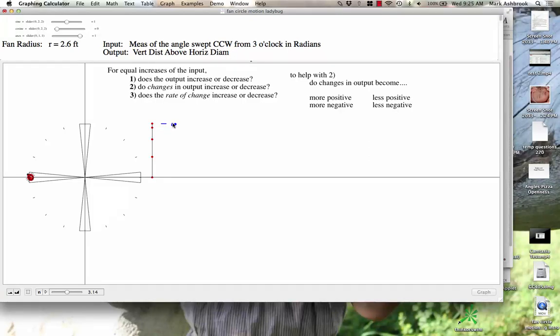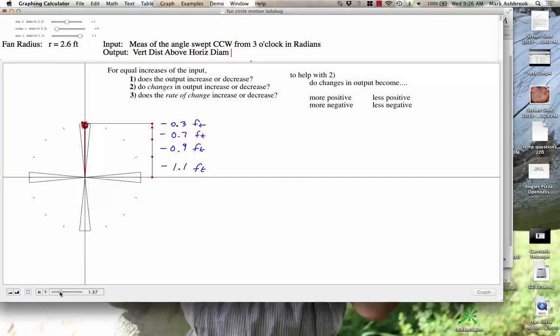is negative 0.3 feet. And then this next change is negative 0.7 feet. And then negative 0.9 feet. And then negative 1.1 feet. Is that close to 2.6? Anyway, it doesn't matter. So it's something close to 2.6. Okay, so that's looking at the changes in vertical distance.